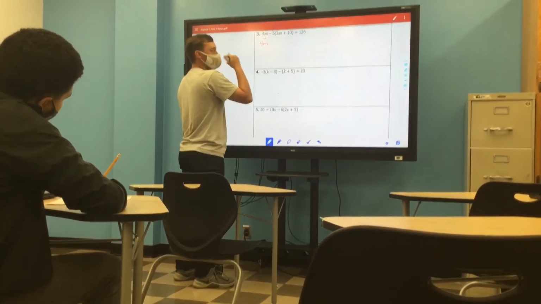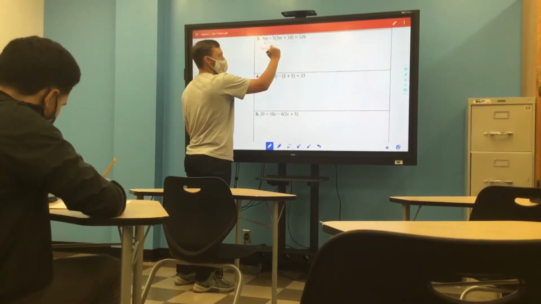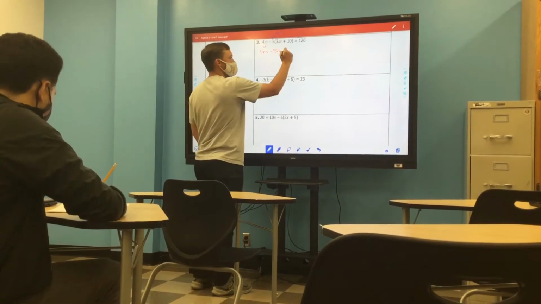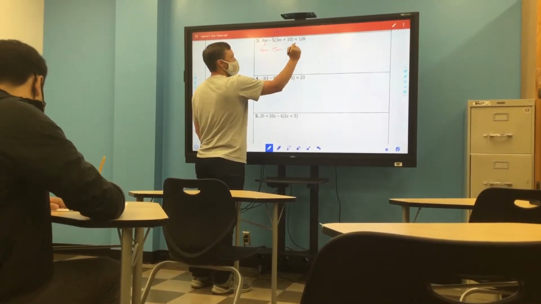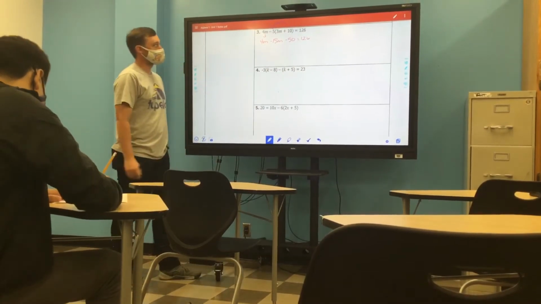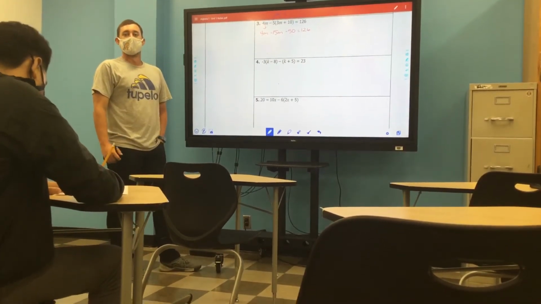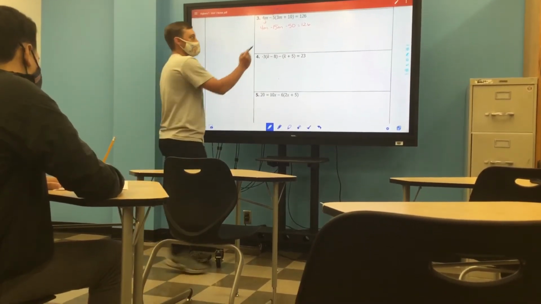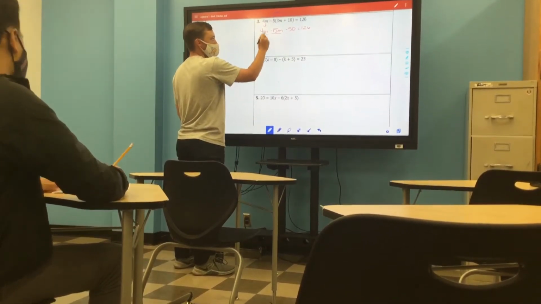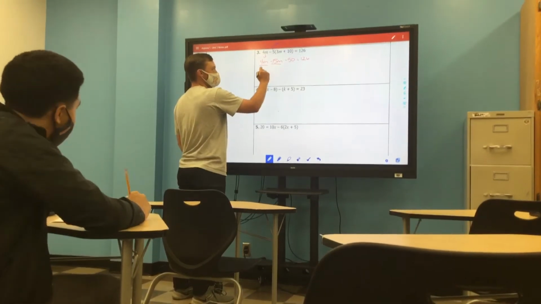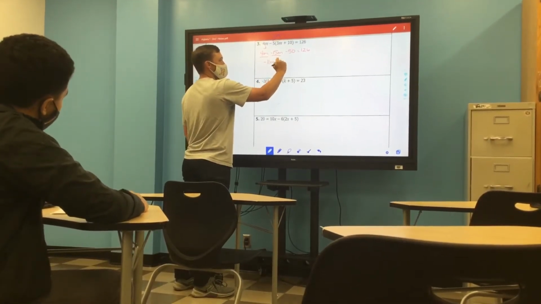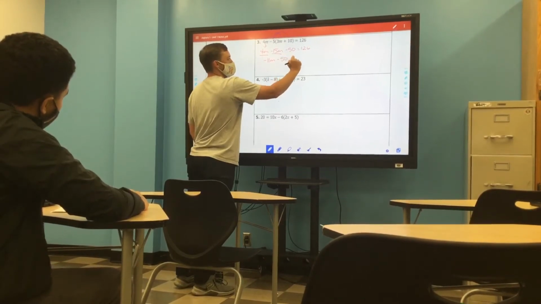-5 times 3m is -15m. -5 times +10 is -50. And then it's equal to 126. You'll want to notice on your left side, you've got like terms, so you've got 4m minus 15m, which is -11m, minus 50 is equal to 126.